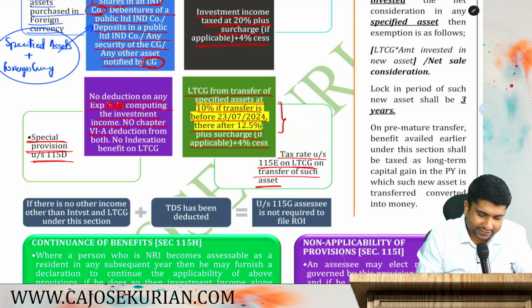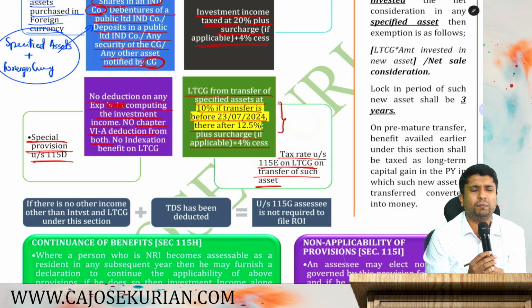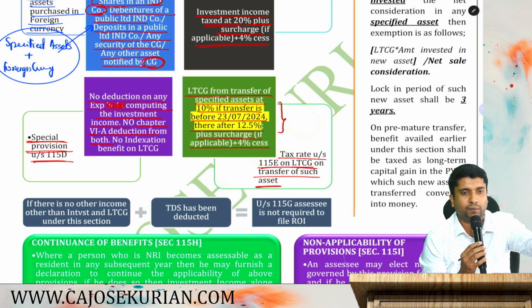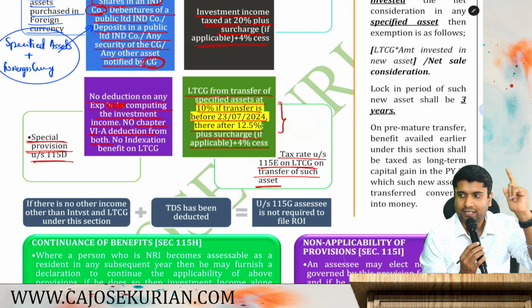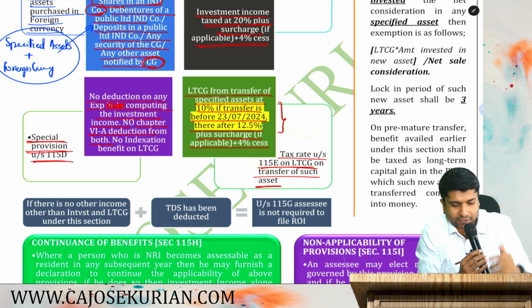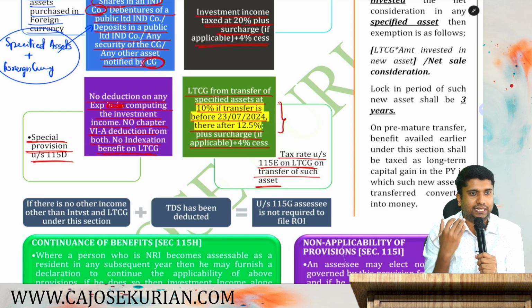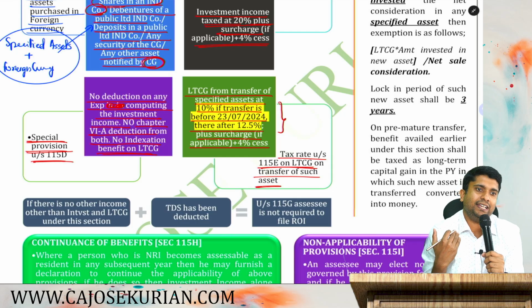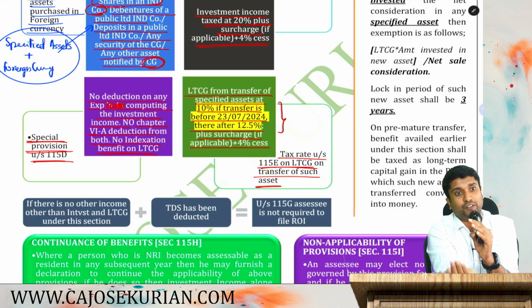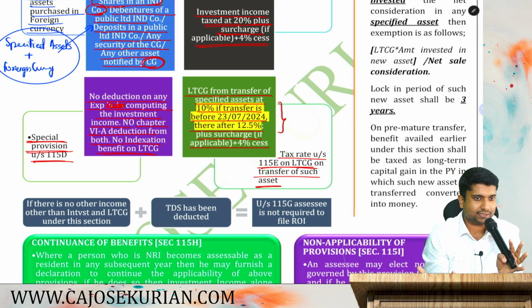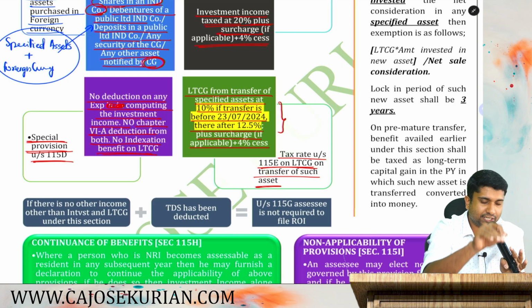No chapter 6A deduction from both. Both means what? There are two incomes under this chapter. From long-term capital gain as well as from investment income, you cannot claim any chapter 6A deduction. Not permissible. And no indexation from long-term capital gain. Whether the transfer is before 23rd July or after 23rd July doesn't matter. You cannot claim any indexation benefit.